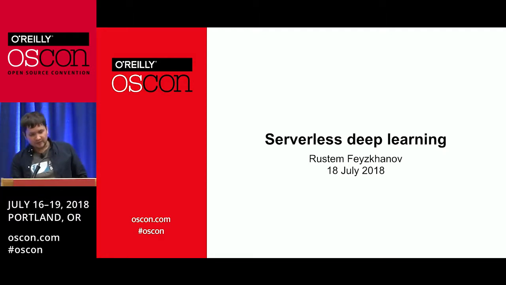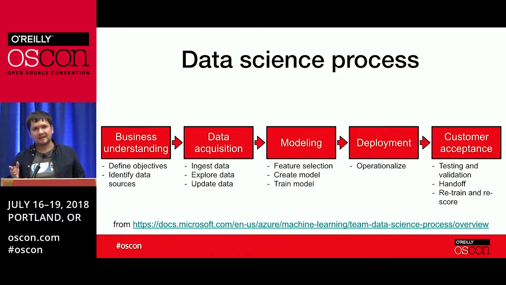So first of all, let's look at what the usual data science process looks like if you want to develop a deep learning application. You start with business understanding. You try to define the problem. Then you try to acquire data to solve this kind of problem and process it. Then you build and train your model. Next step, you deploy it. And finally, you need to receive customer feedback to understand what you did right and what you did wrong.